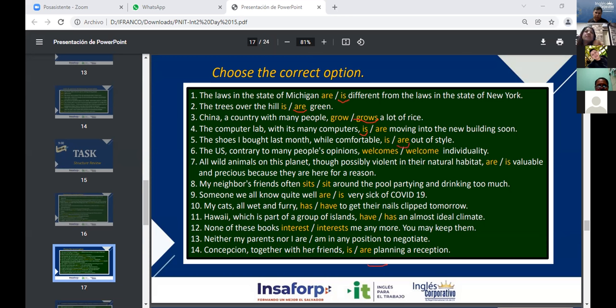The United States, contrary to many people's opinion, welcomes individuality. Welcome. Is plural welcomes? No. Welcome is for third person. Third person, it has an S, but the S doesn't represent plural. It's an inflection in the verb. Third person. Yes.